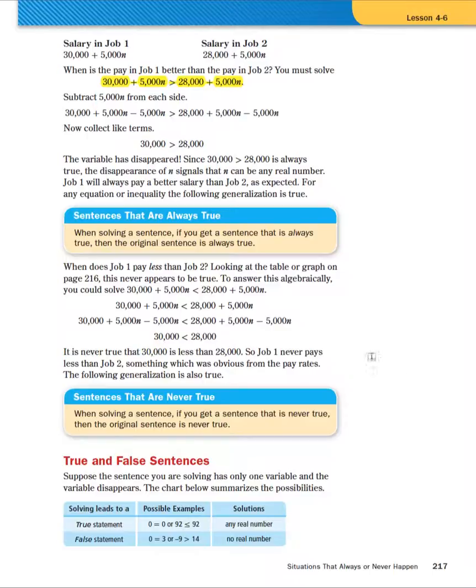So we've got these two statements that help guide us. If we solve it and get something that's true, then it's always true. If we solve it and get something that's never true, then it's never true.